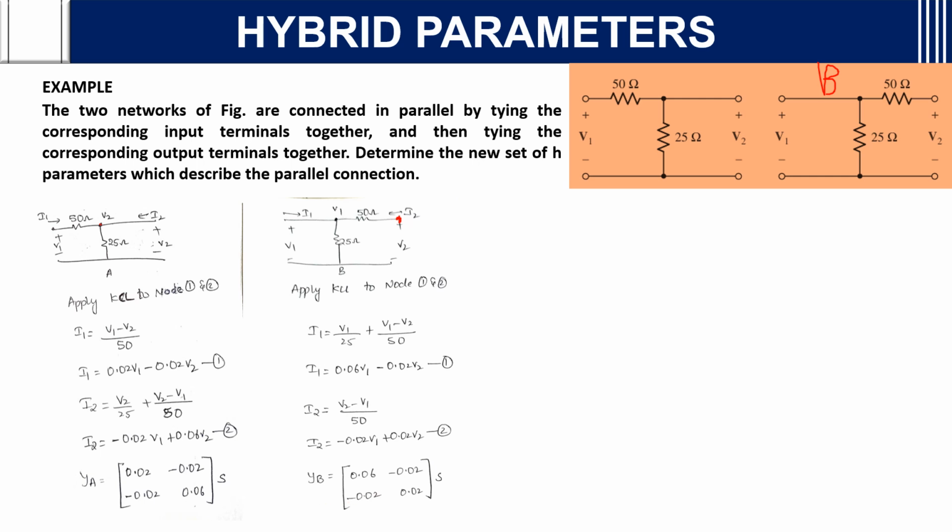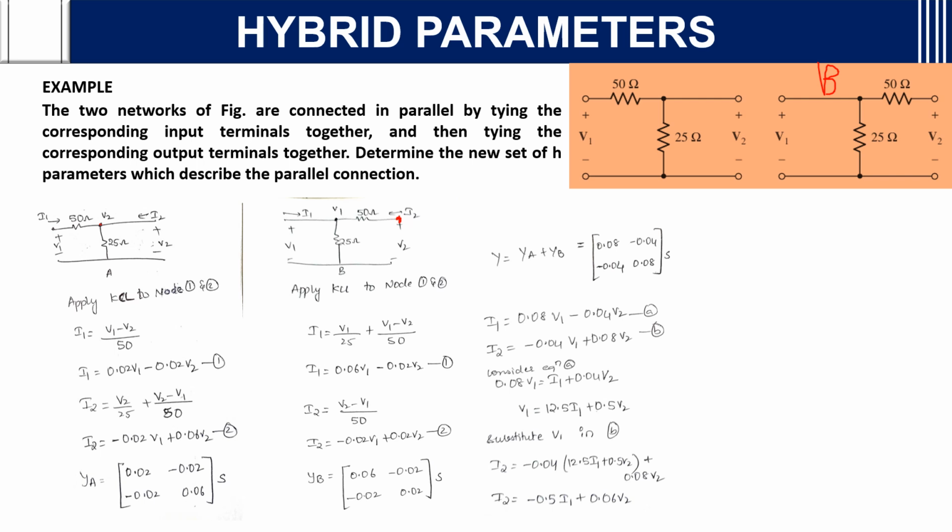Now what they are asking is, determine the new H parameters. How to find the new H parameters? But initially what we are doing is finding the Y parameters of both networks, so it will become easy. In admittance parameters, if you remember, if networks are tied in parallel, then the separate Y parameters can be added up, and you will get the Y parameters.